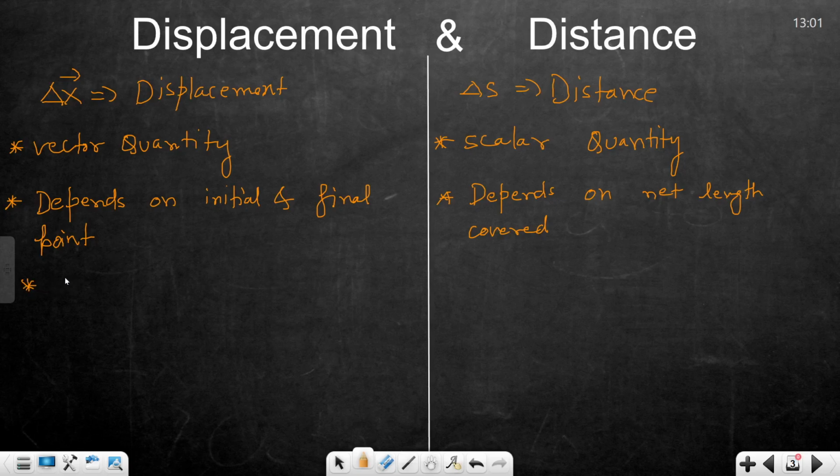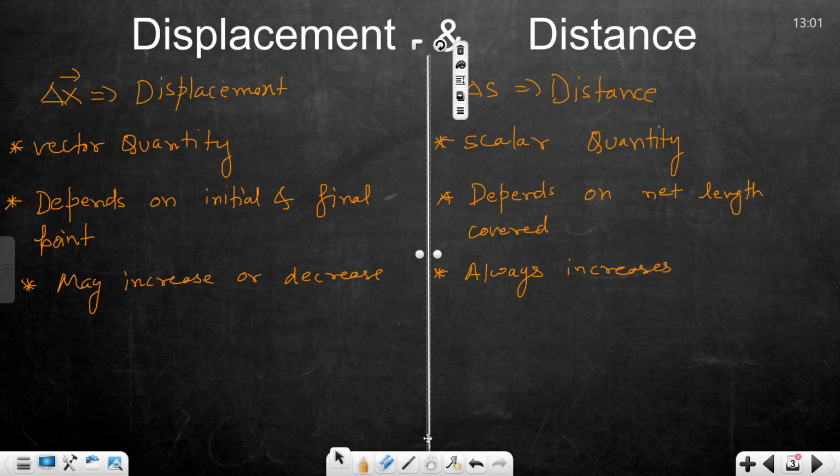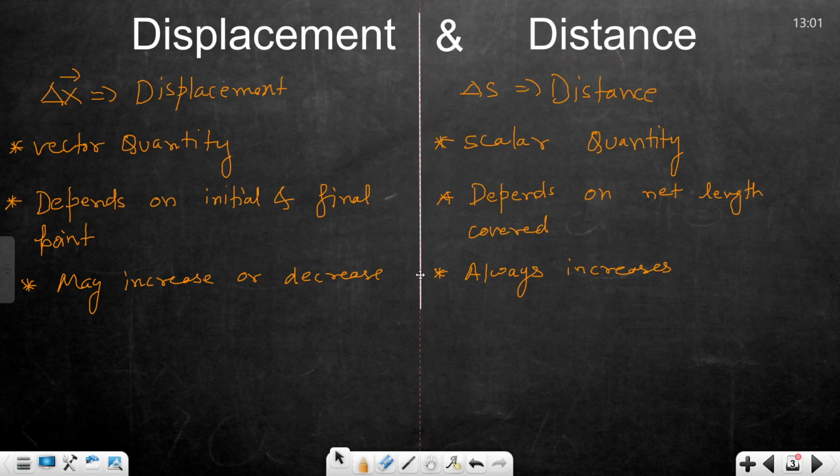Displacement may increase or decrease, but distance always increases. Distance never decreases. Clear? So this is all about distance and displacement. And one conclusion you can write here, that when you take distance and displacement, delta x will always be less than or equal to delta s. Magnitude of displacement. Whenever you take mod, that means you are taking only magnitude, not the direction. So magnitude of displacement will always be less than or equal to distance.